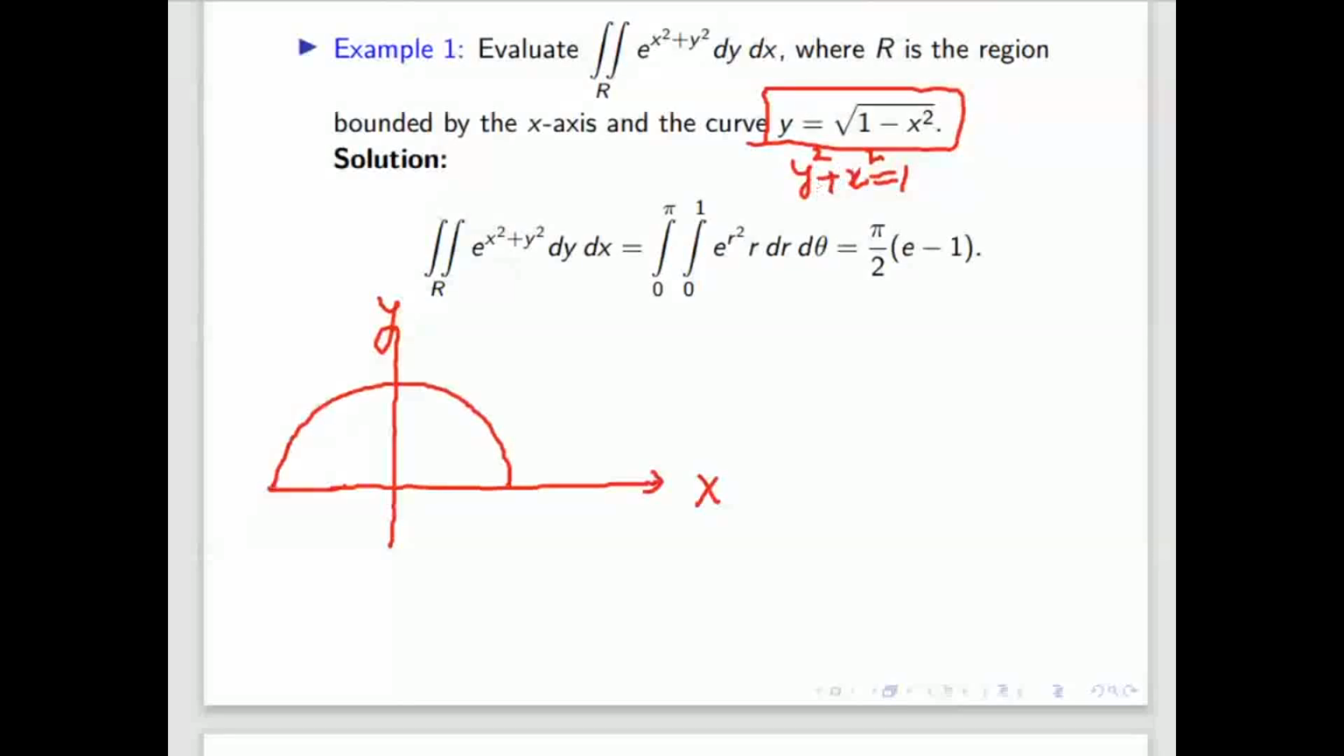So this is the region bounded by the x-axis and this circle. On the top, this circle is y equal to plus the square root; at the bottom, it is y equal to minus. So in this region we have to integrate. So what transformation will we make?